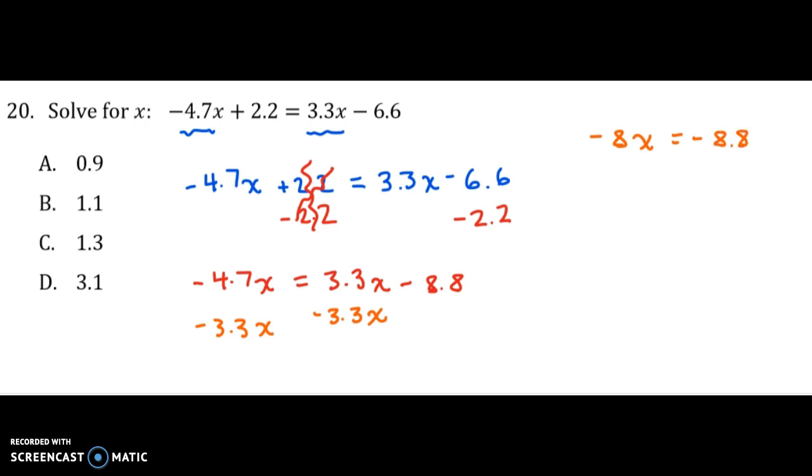So to finish solving this for x now, we're going to use the opposite or inverse operation of multiplication, which is division. And we're going to divide both sides by negative 8. Going ahead and doing that, these divide to give me 1, so I have x left. And if I take a negative divided by a negative, then we get a positive answer, and a positive answer of 1.1. So my answer would be B.